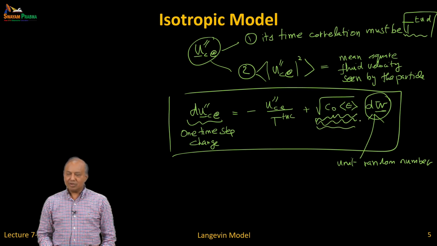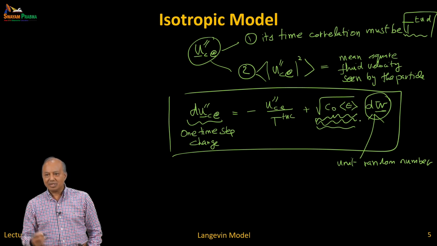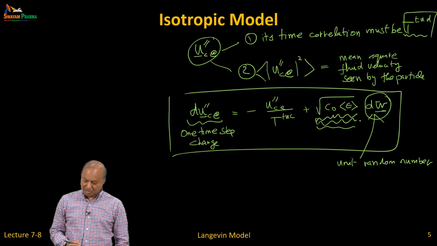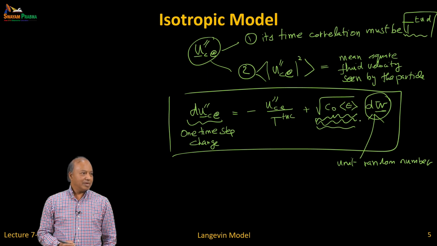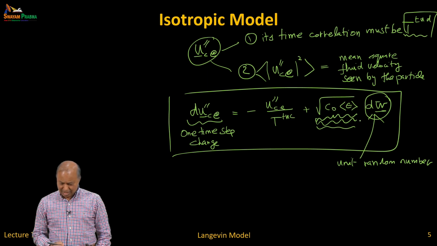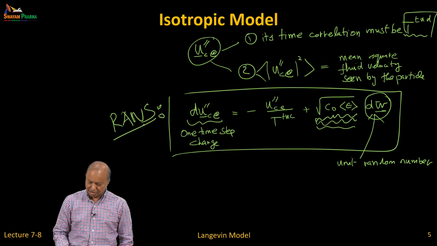And for people who are doing RANS models, you probably are familiar with the closure C0. There is a constant there, there is some value. Okay, and epsilon is nothing but mean dissipation. Okay, so in a RANS model, you will get this. So this is for RANS. There is a similar equation for LES, and I'm not going to show that.